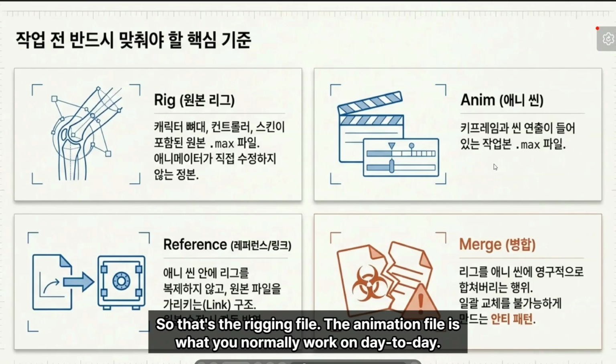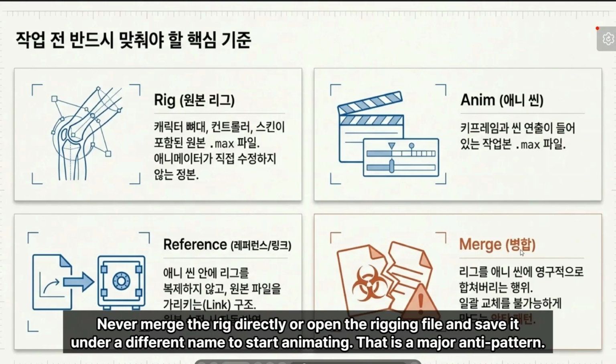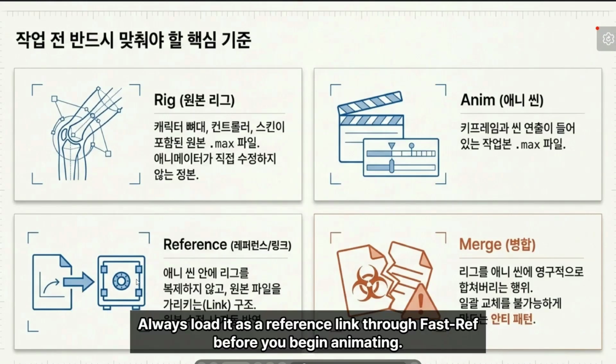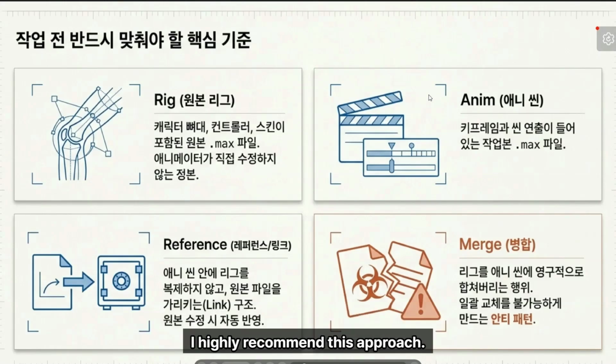The animation file is what you normally work on day to day. With fast ref, you should always load the rig as a reference link, rather than working directly inside the rig file. Never merge the rig directly or open the rigging file and save it under a different name to start animating. That is a major anti-pattern. Always load it as a reference link through fast ref before you begin animating. I highly recommend this approach.